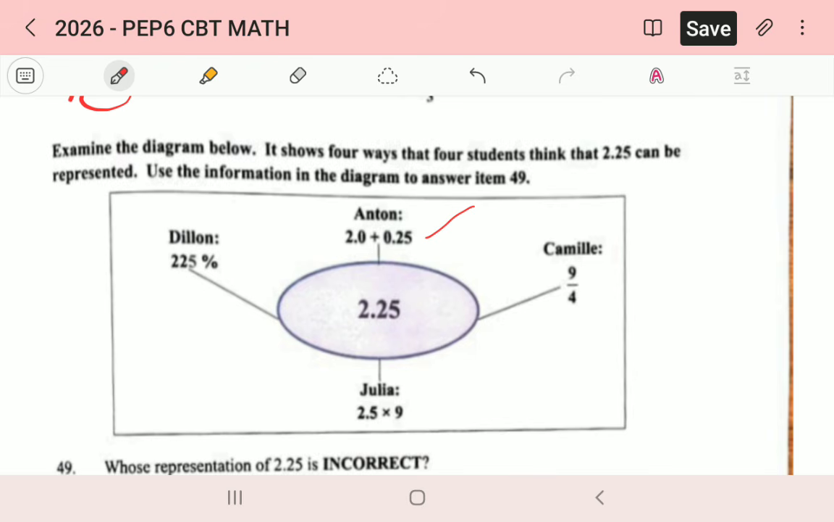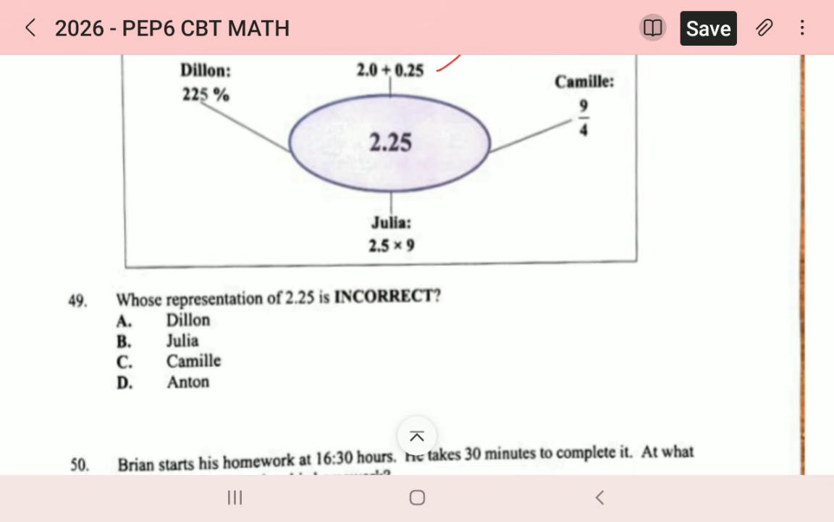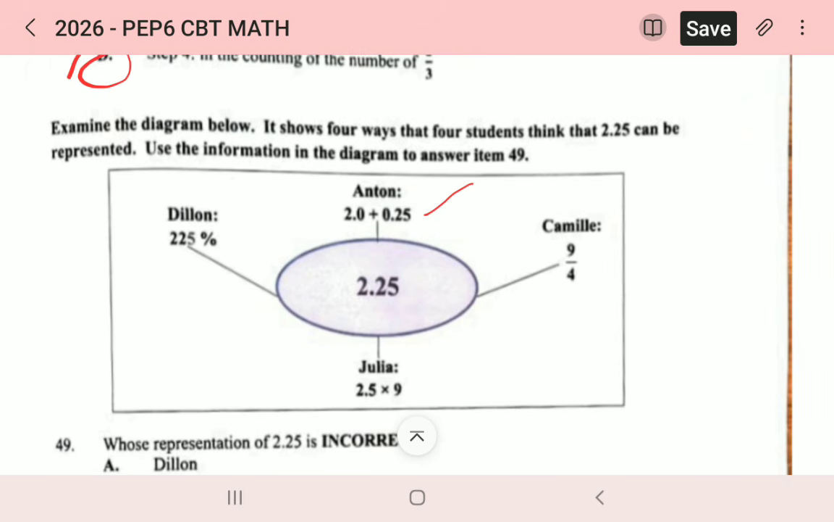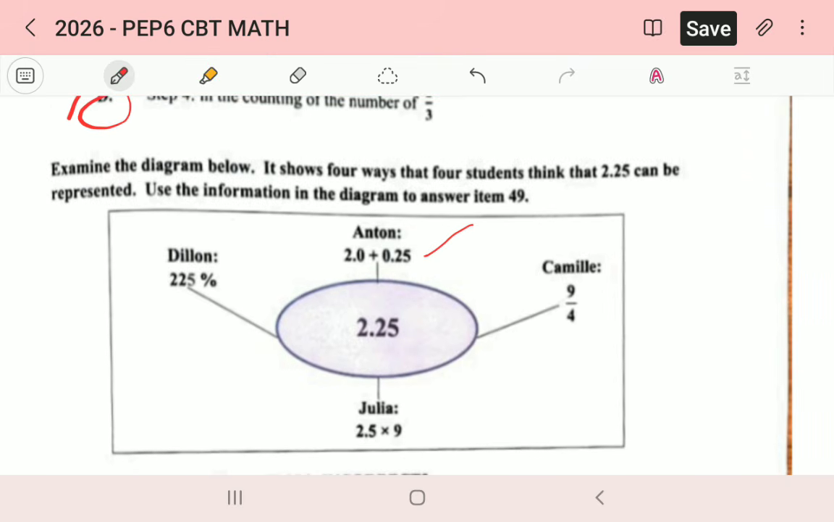225% is the same thing as 2.25. Now, if you remember what it means to divide percentage and decimal, then you should know if Dylan is correct. All right. Let's look at Julia, which says 2.5 times 9 is the same thing as 2.25. So if we were to work Camille's, 4 into itself is 1, 4 into 9 is 2, and you're going to have the 2 over 4. You're going to have 1/4, which is a quarter.